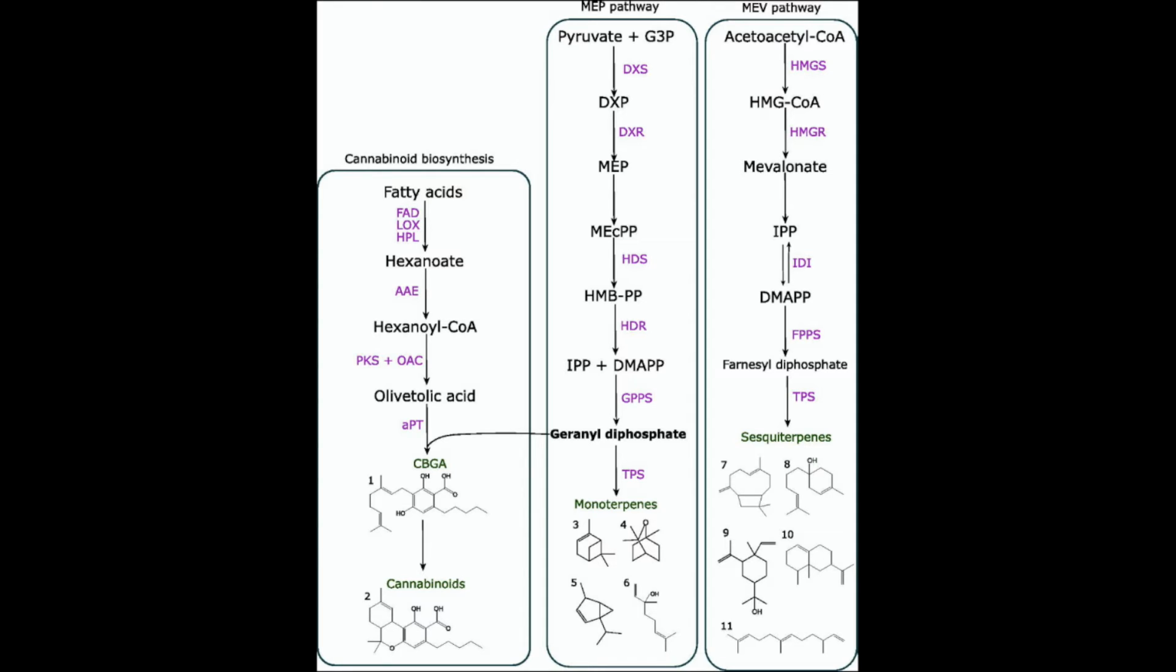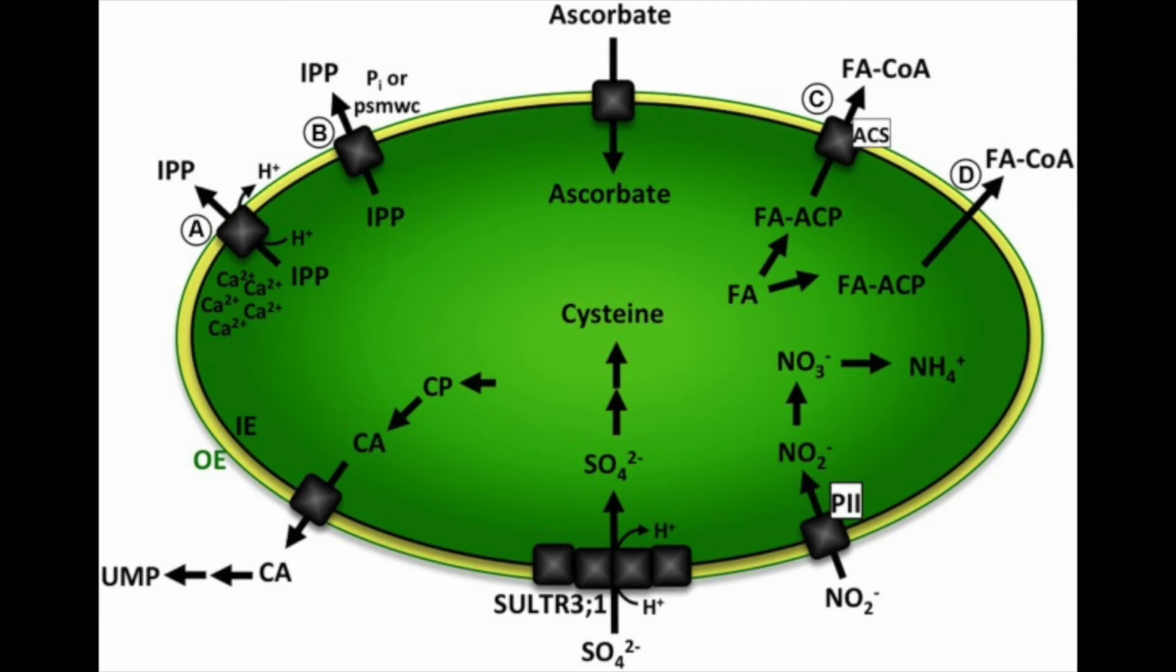essential for synthesizing CBGA. And when the MEP pathway is deficient for IPP or DMAPP, it can be supplemented from the MEV pathway, by transferring IPP through the plasma membrane into the plastids, and then the IPP can be isomerized into DMAPP. That's it. That's all it takes.